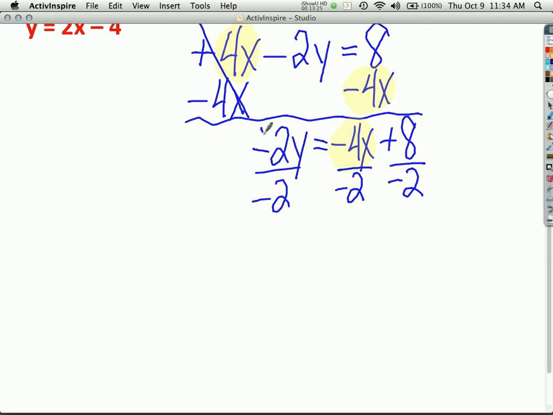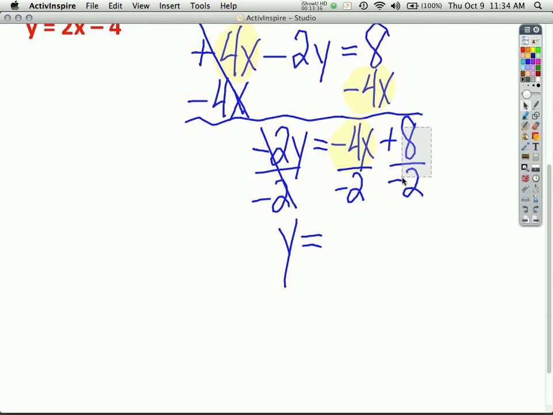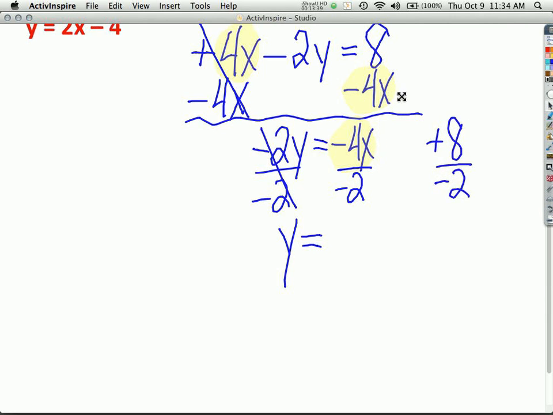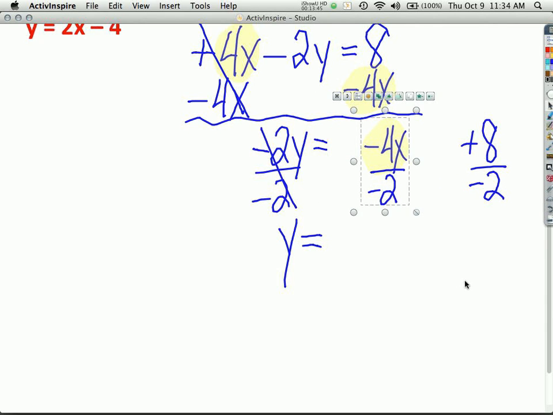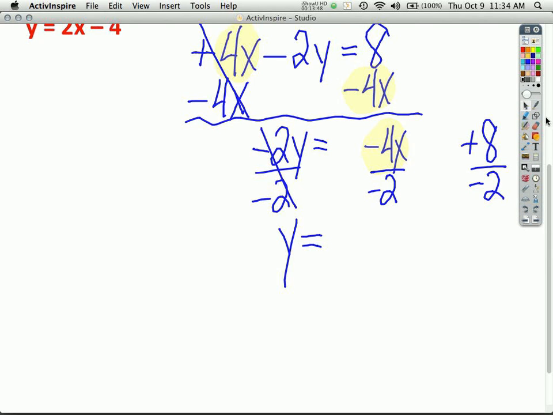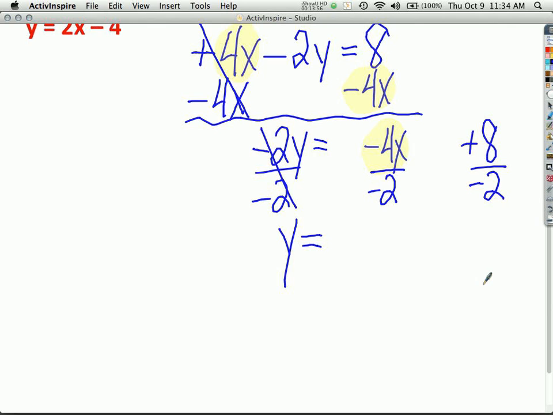And so this cancels out, and we're left with y equals. But now we need to simplify this, and that looks really confusing. But watch what happens when I move some things over so that it's easy to see. Let's just focus right here. What's positive 8 divided by negative 2? I should see every single hand up. Every single person in the class knows positive 8 divided by negative 2. Cheyenne? Negative 4. So this is negative 4.